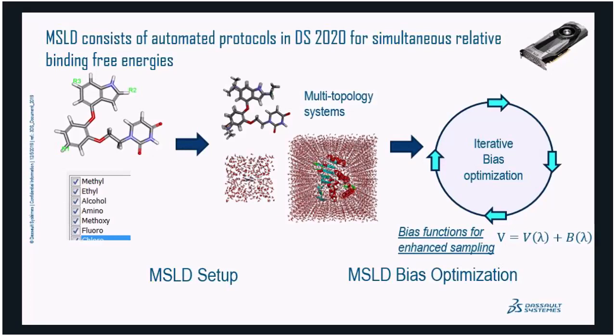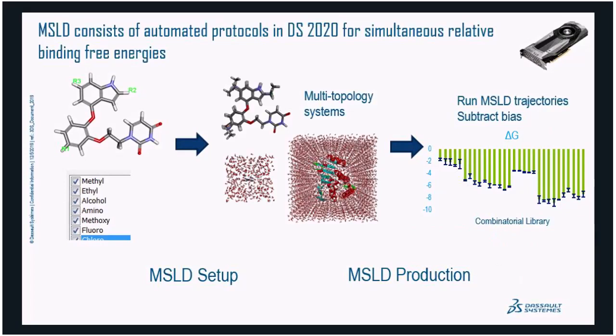So this optimization algorithm automatically calculates and estimates the appropriate coefficients for your bias potentials, so that you can lower those barriers. And then once you have those coefficients, then you can run your production trajectories and subtract out that bias and get your delta G values for all of your ligands.